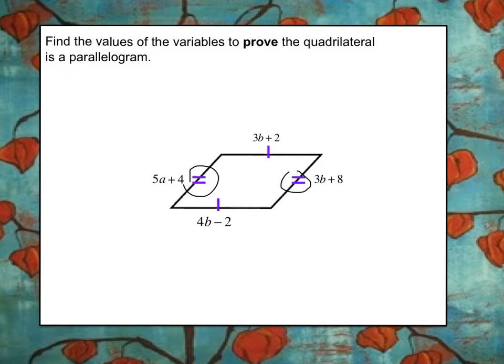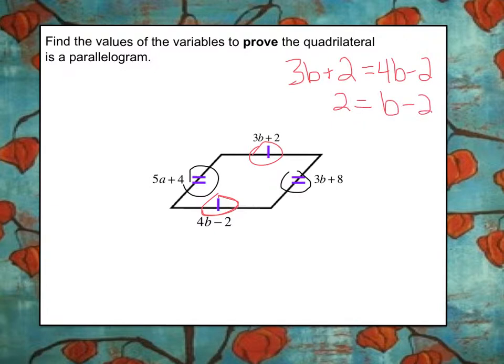Notice that they have the markings for congruent sides. So let's go ahead and take a look at the red sides. We're going to set these equal to each other since they are congruent. So we get 3b plus 2 equals 4b minus 2. Subtract 3b from both sides, so you get 2 equals b minus 2, and then add 2, so b equals 4. So now that I have my b, I can plug it in here and find the length.